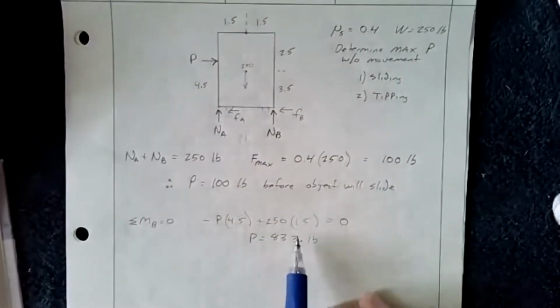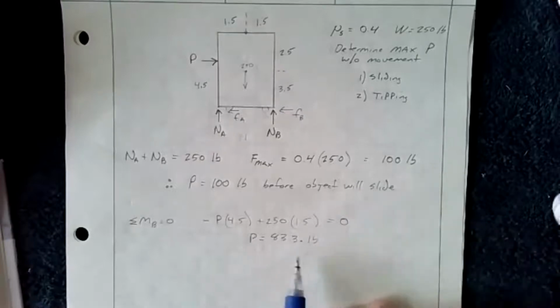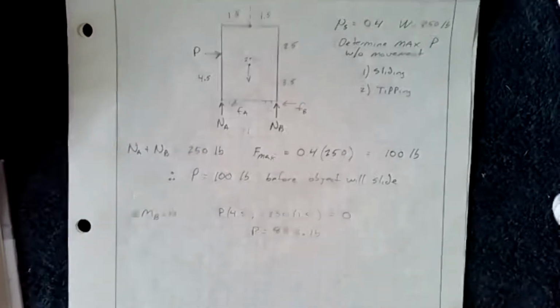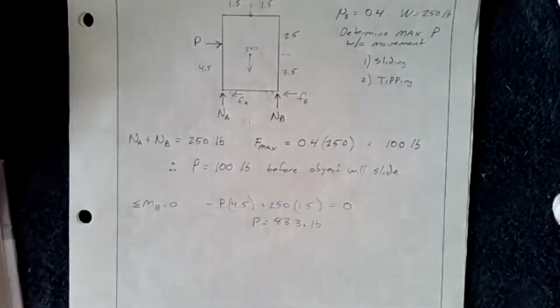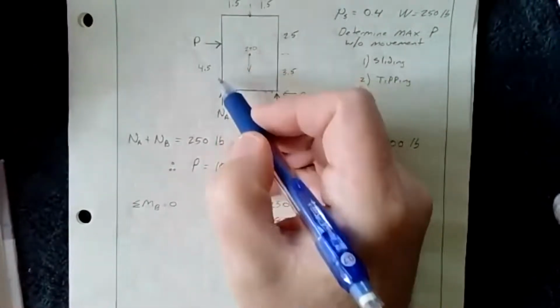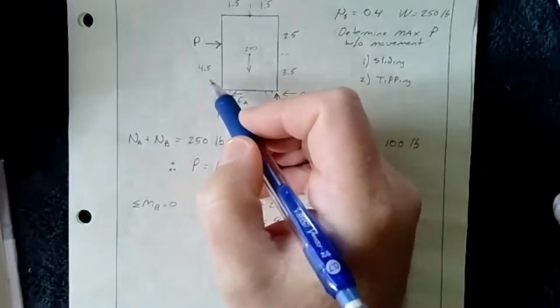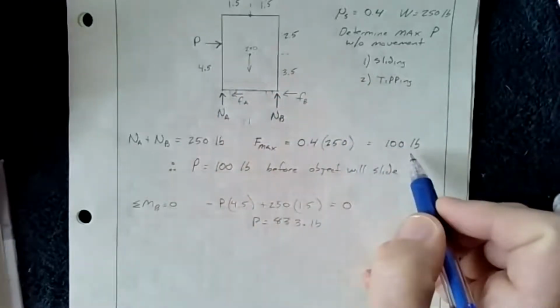So the maximum load, we have to take the more conservative of the two. The maximum load that can be applied is going to be this 83.3 pounds. Now, if I asked you, well, where could you push it? Where could P be applied so that it wouldn't tip and it would slide instead? We already know it'll slide at 100 pounds.